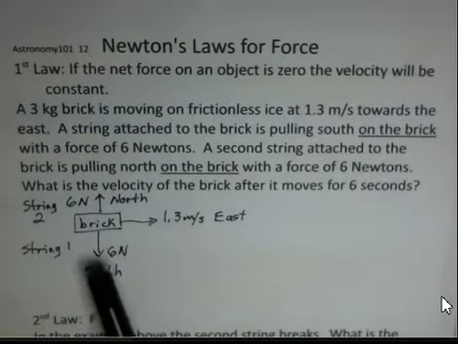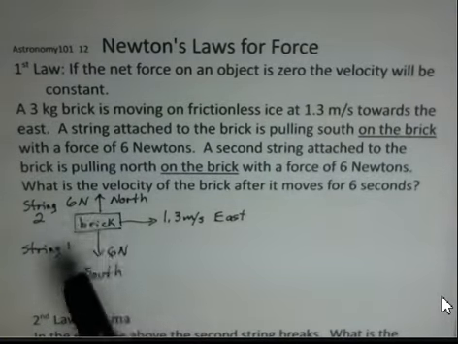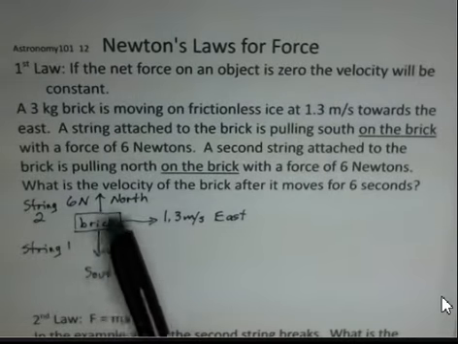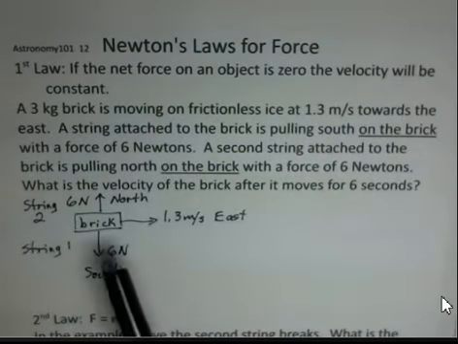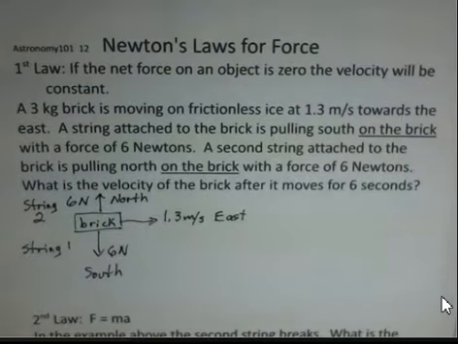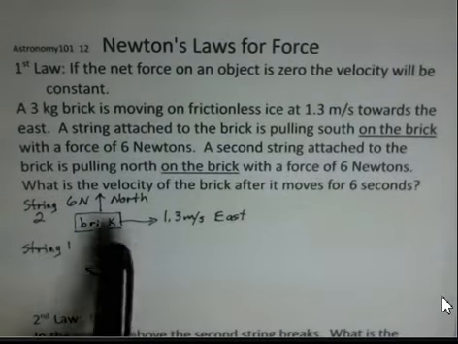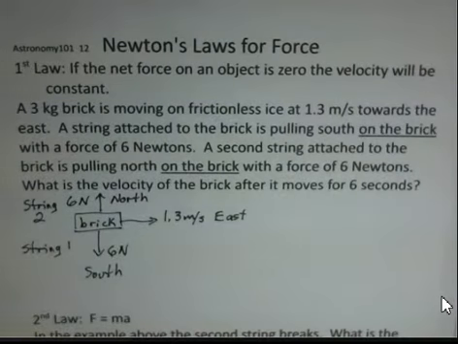Well, if we take a look at the situation, there are only two forces in the horizontal direction. That's string 1 and string 2. They have the same magnitude, they're opposite directions, they're acting on the same object, the brick. So we're allowed to subtract them, and we come up with 0 net force. Doesn't matter which one you call positive, but say north is positive, then the string to the south would be in the negative direction, and when we add those two forces, they add to 0.